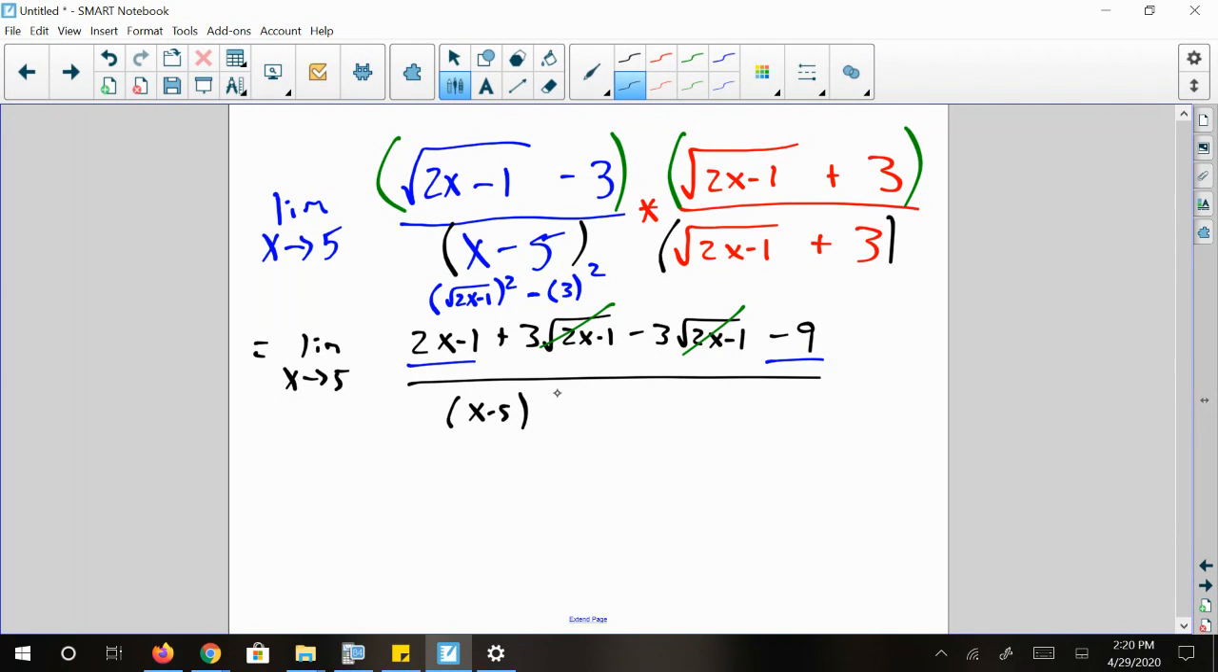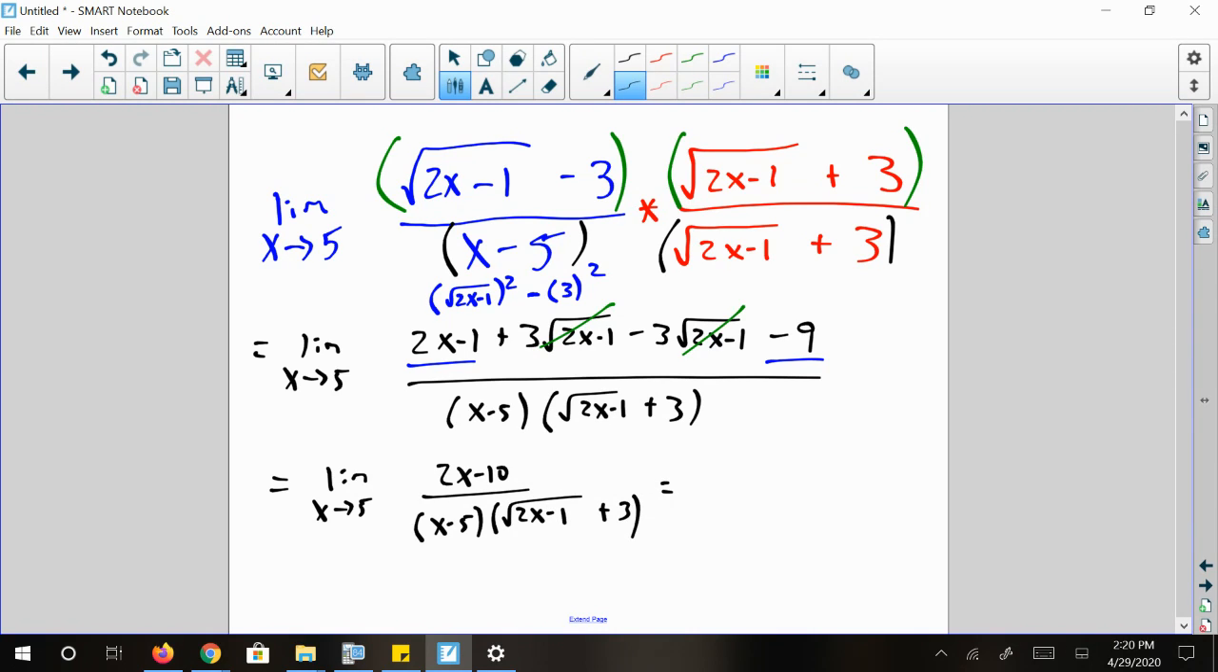Okay. If I combine like terms on the top, I've already gone ahead and canceled these out because I had a positive and a negative. But right here, I've got 2x minus 1 minus 9. That gives me 2x minus 10 divided by x minus 5 times the square root of 2x minus 1 plus 3. Okay, and if I do a little bit more calculation up on the top, I've got a 2 and a 10. And notice I can remove a 2 from both of those. So I'm going to go ahead and write this as 2 times x minus 5 divided by x minus 5 times the square root of 2x minus 1 plus 3.